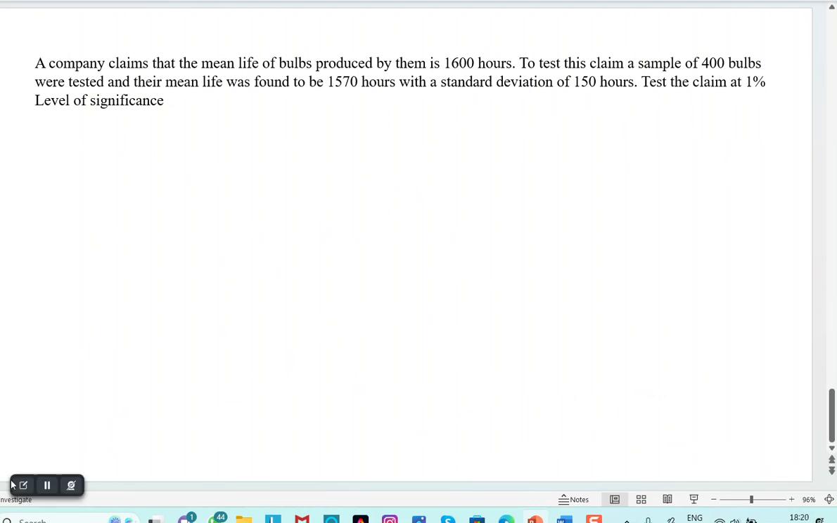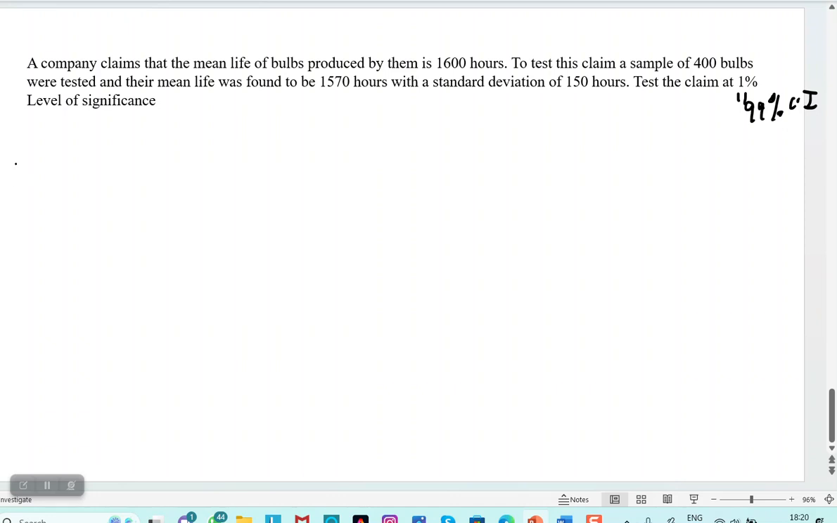Similarly, we solve another problem. A company says that the mean life of bulbs produced by them is 1600 hours. To test this claim, a sample of 400 bulbs were tested and their mean life was found to be 1570 hours with a standard deviation of 150 hours. Test the claim at 1% level of significance. Let me recollect, 1% means 99% CI. Now, this is again a problem involving mean life, so it has to be solved using normal distribution.